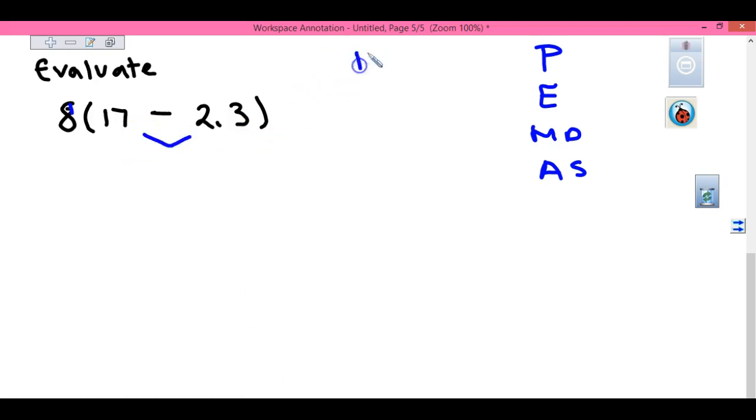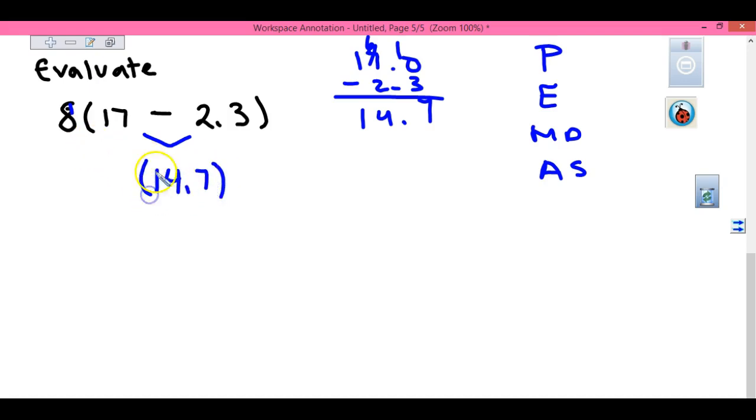17 minus 2.3. We have to borrow. So what do I get? 14.7. And I have to multiply 14.7 times 8. And that's how I will finish.